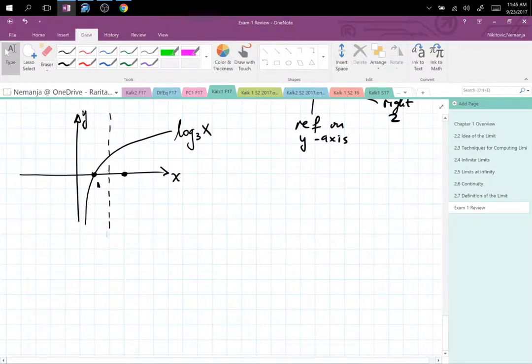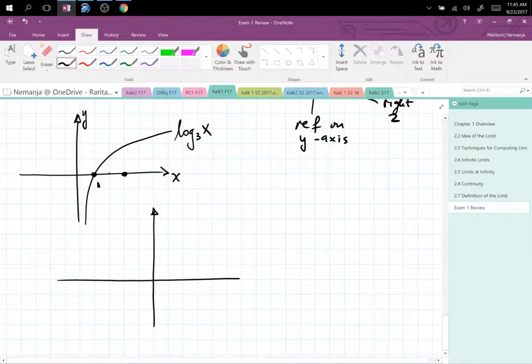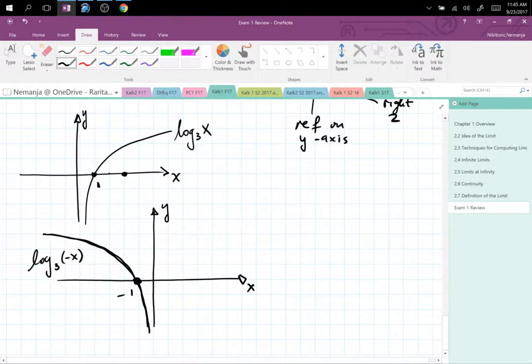maybe draw another graph. I'm going to erase this asymptote. So first I'm going to reflect the function. When I reflect on the y-axis, I'm going to get this, going through -1. So this one is log base 3 of -x. And now I have the +2, which will give me the shift, and that's going to be the final version of the graph.